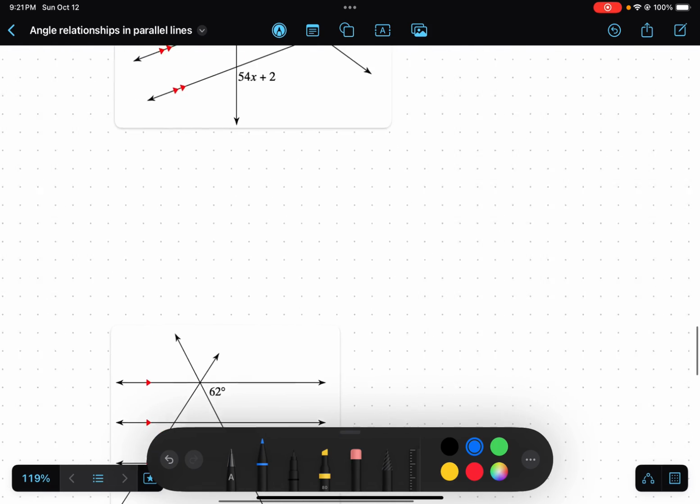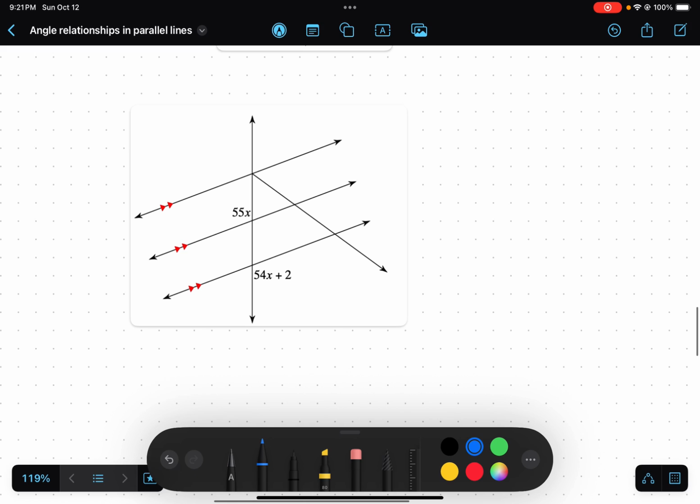Okay, let's start with example 1. There's a lot going on here, so I think it helps to first identify the parallel lines. I can see that these two yellow lines are parallel to each other, and this is my blue transversal. There are other lines in the diagram, but those don't really matter. So let's look at some angles that we know. I like to start with some alternate interior angles.